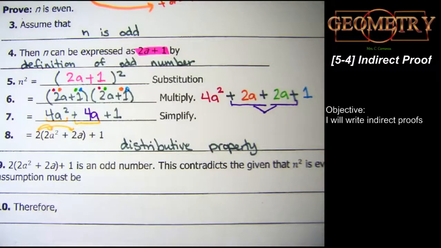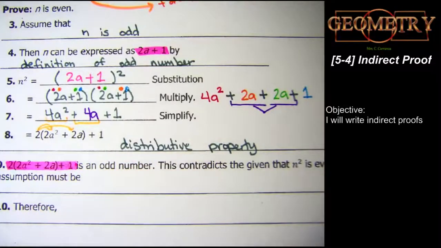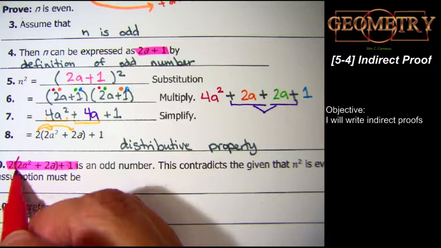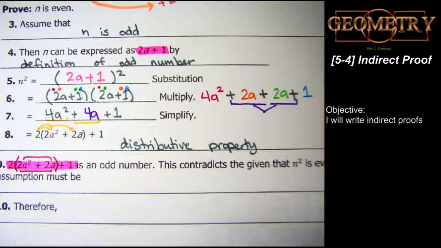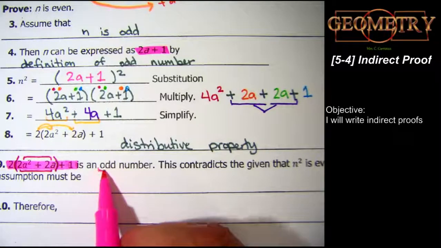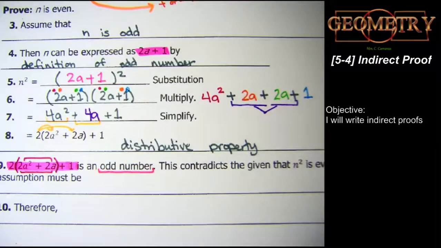But notice how this got written. 2 times a bunch of jumbly stuff of numbers plus 1. This is just a single number, isn't it? I don't know what that number is. But no one cares. It's a number, right? 2 times some number, add 1. What kind of number do you get out? You get out an odd number.